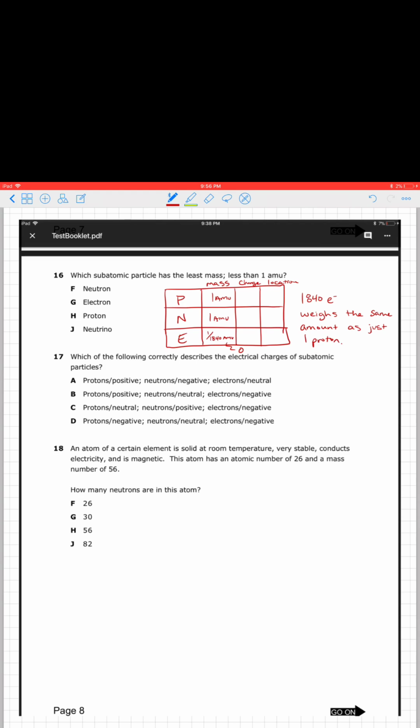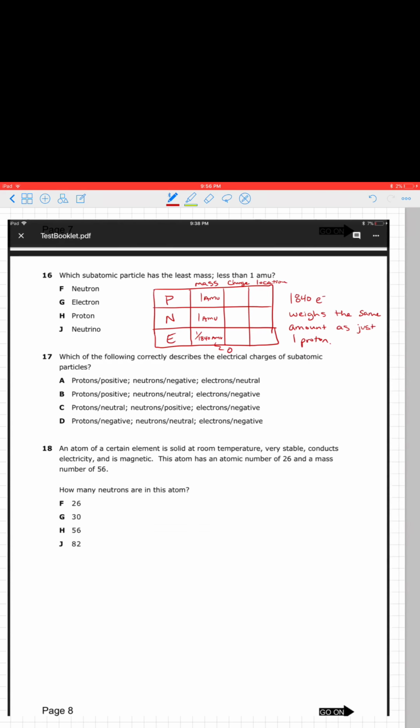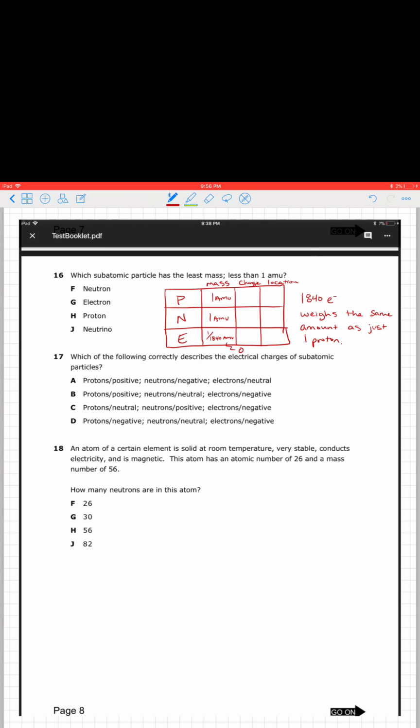Awesome. All right, so those were our most missed questions from the test. They might not be the ones that you missed, but they are really important that we make sure that we cover those, because if we can answer these questions, we will be able to answer any of the questions that have to do with atomic structure.